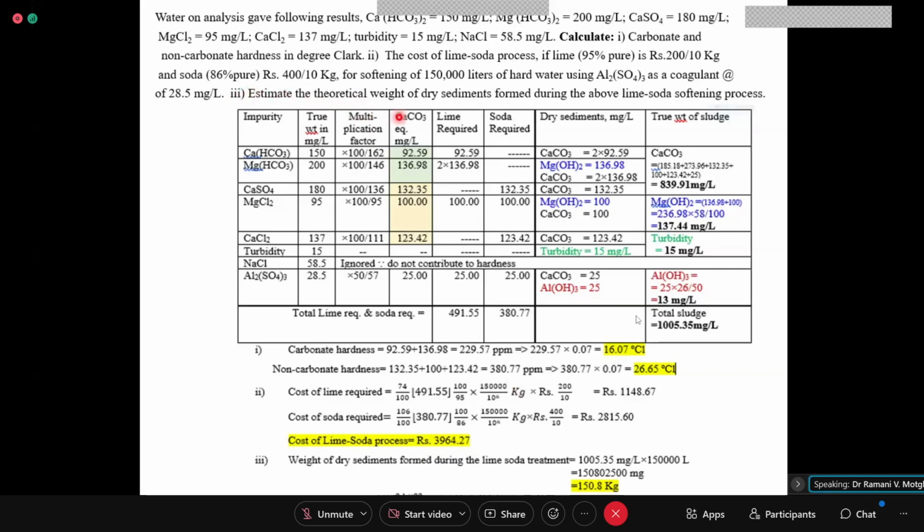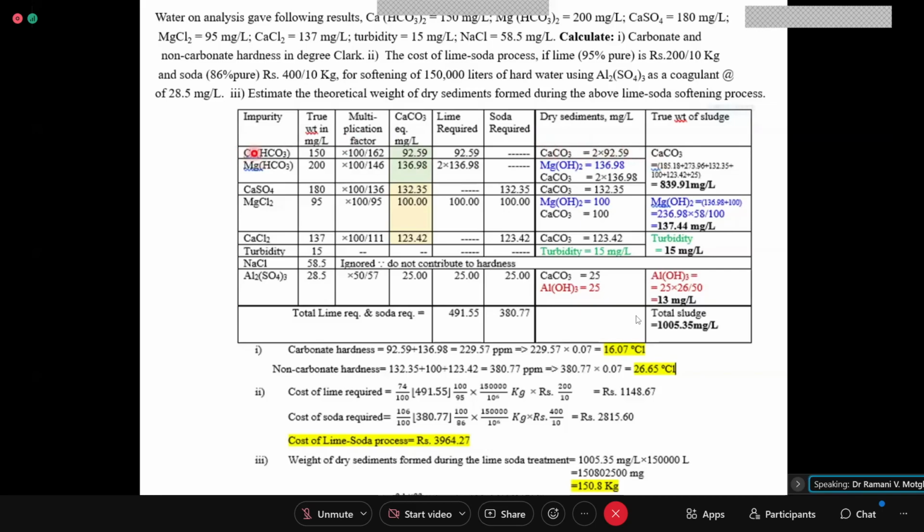Okay, now comes the last part. Estimate the theoretical weight of dry sediments. Now when this reaction takes place, you get formation of CaCO3. How much CaCO3? See the reaction, it will be twice CaCO3 which is formed. And that is why this equivalence of CaCO3 is multiplied by 2, because 2 moles of CaCO3 are forming here.